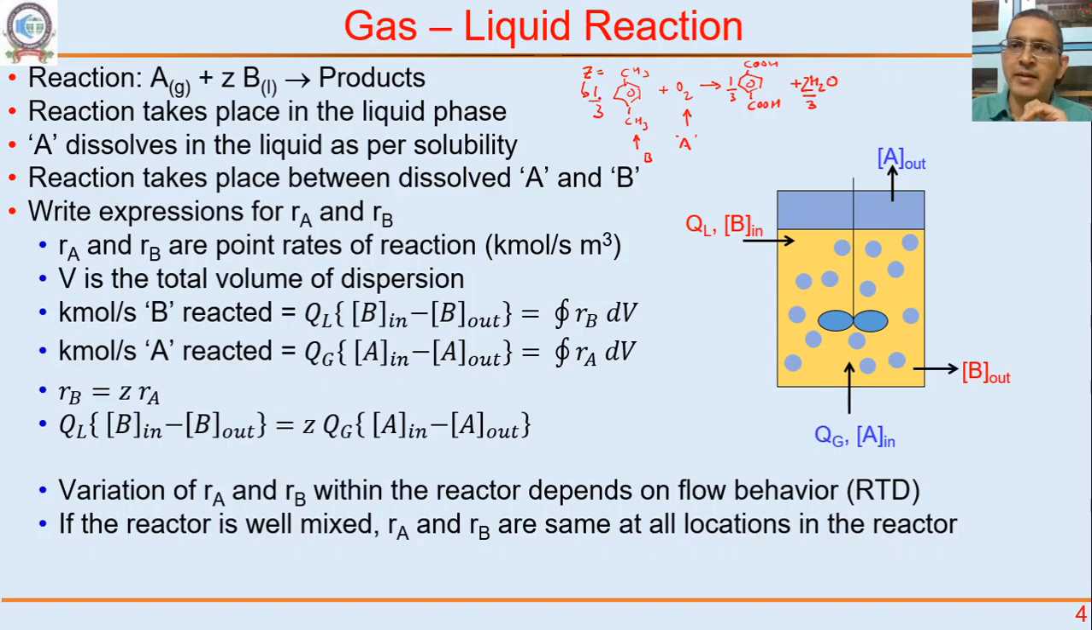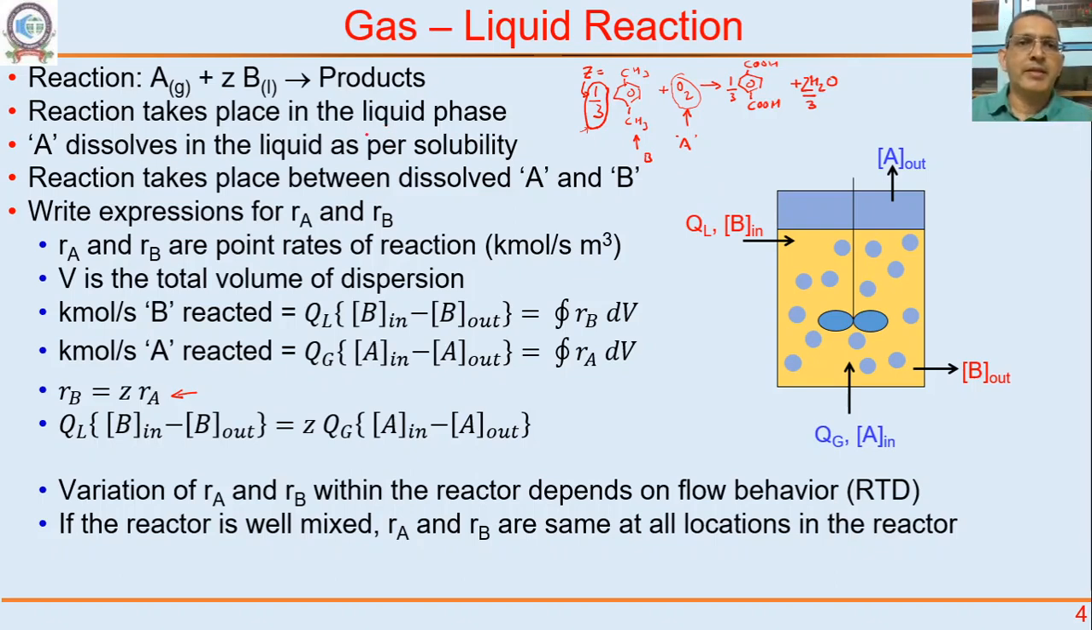A plus Z times B. What does the stoichiometry mean? That if 1 mole of A reacts, if 1 mole of oxygen reacts, 1/3 mole of B reacts. That's the meaning of the stoichiometric coefficient. So if Ra is the rate of reaction of A, rate of reaction of B is Z times Ra. That's what we mean, Z times Ra. Okay. That's the meaning of stoichiometry.